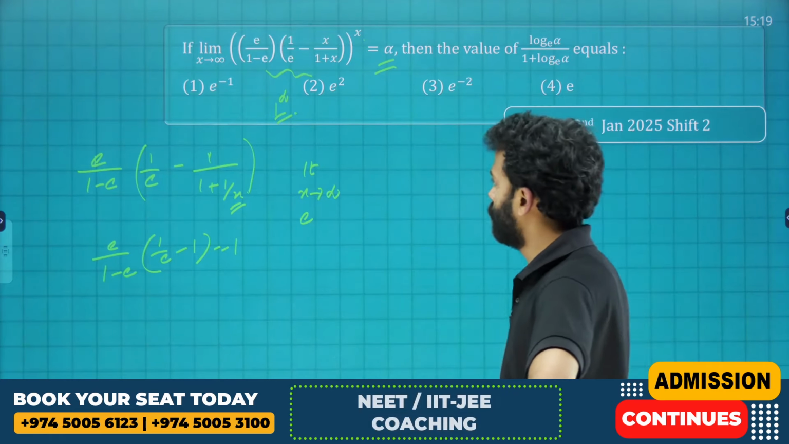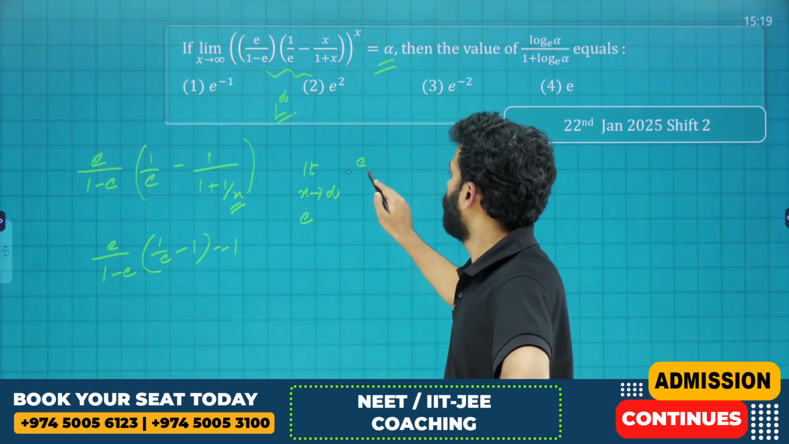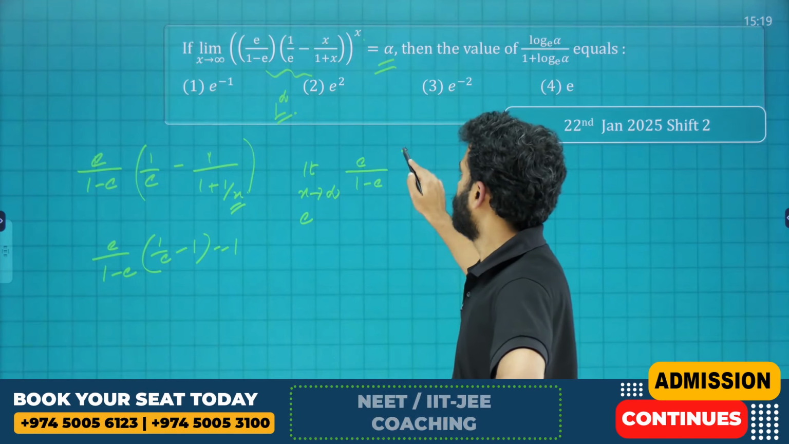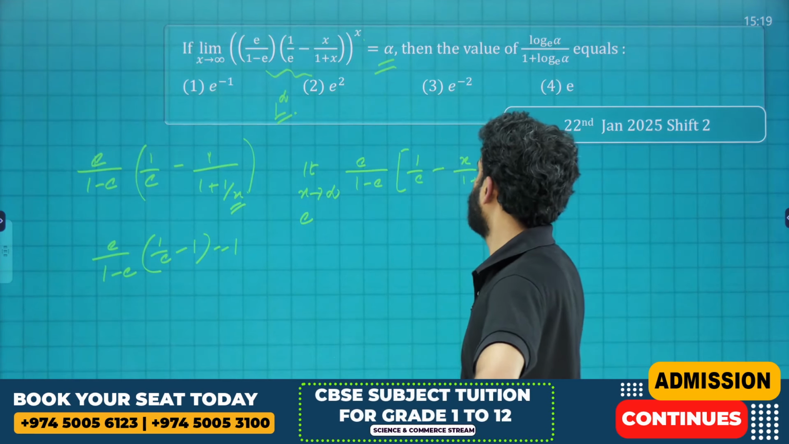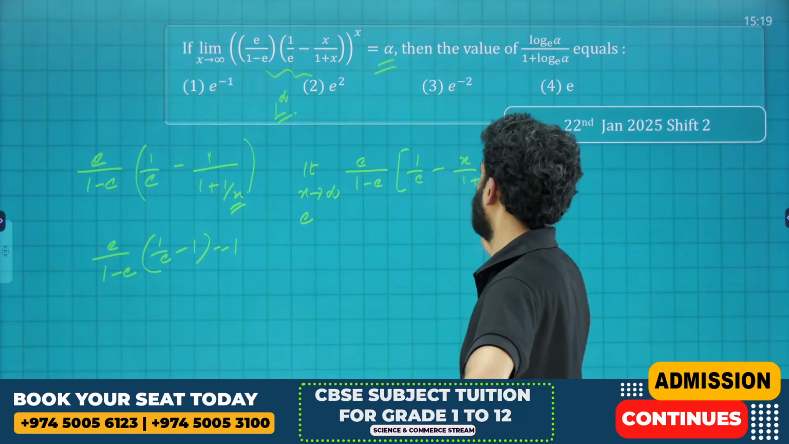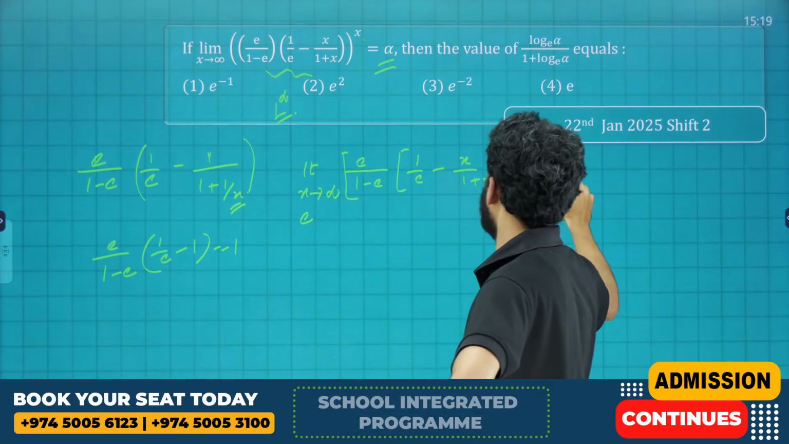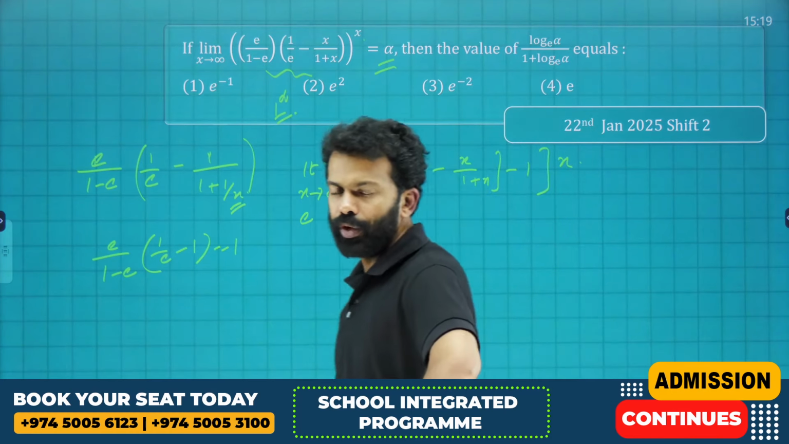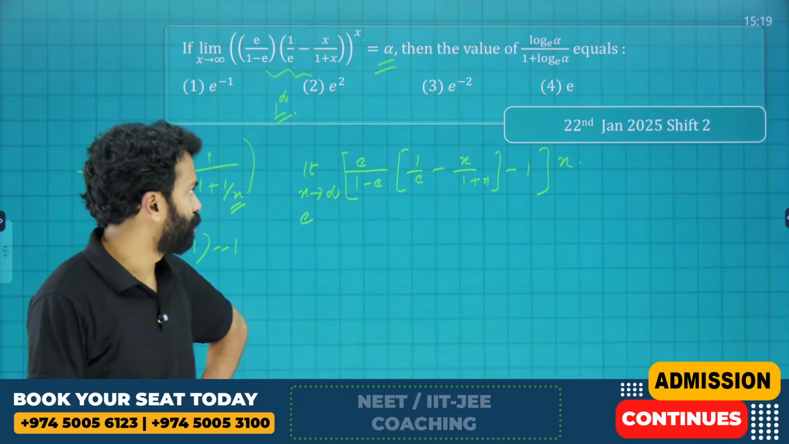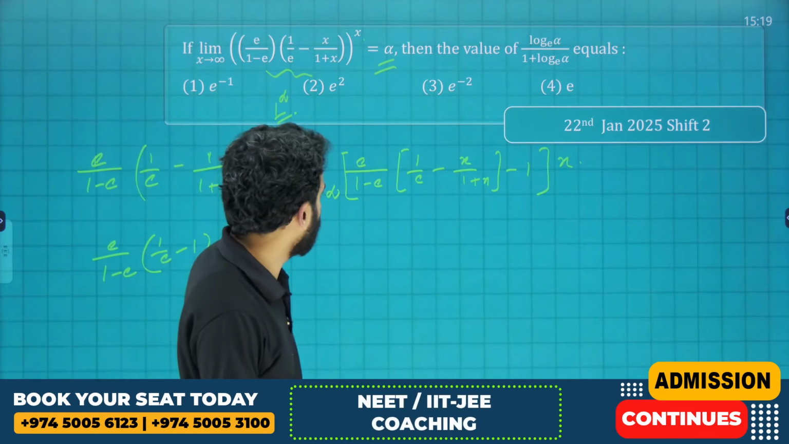So limit x tends to infinity, it will be e/(1−e) · (1/e − x/(1+x)), and we should assign a minus 1 here, minus 1 into x, right? So what should we do here? We need to simplify this, that's for sure.